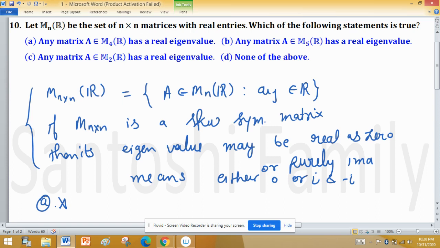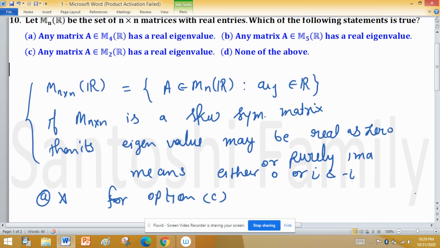Now, similarly, for option C. Now look at option B. Any matrix A in M_5(R) over R has a real eigenvalue. It is possible because the order of the matrix is 5, meaning 5 by 5.